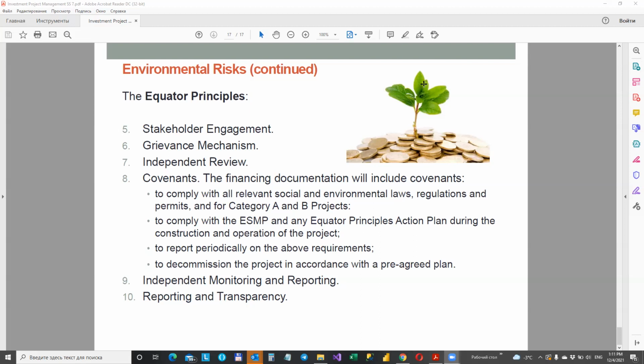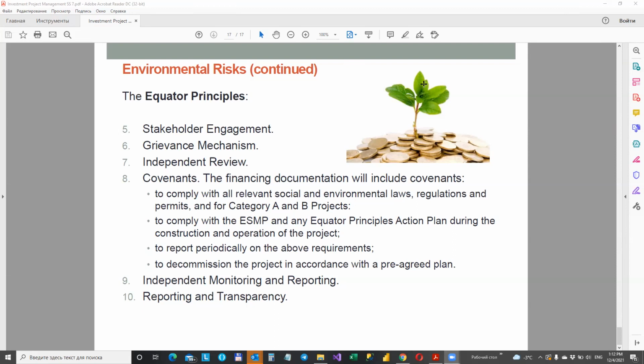Principle 7, independent review. An independent social and environmental expert not directly associated with the borrower will review the processes set out above and assess Equator Principles compliance. Principle 8, covenants. The financing documentation will include covenants to comply with all relevant social and environmental laws, regulations, and permits, and for category A and B projects, to comply with the ESMP and the Equator Principles Action Plan during the construction and operating of the project, to report periodically on the above requirements and to decommission the project in accordance with a pre-agreed plan.